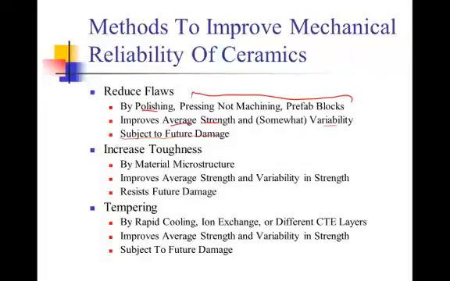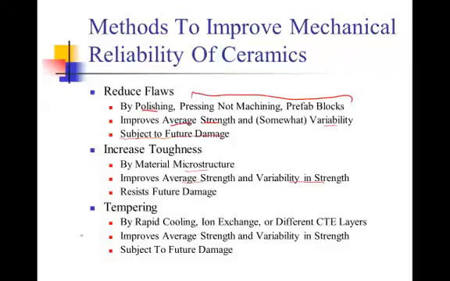The second strategy is to increase the toughness of the material by modifying its microstructure with crystalline obstacles to crack growth. This not only improves the average strength, but it greatly decreases the variability in strength, because if we introduce a new flaw, then the material will be resistant to the growth of that flaw, just like it was resistant to any flaws that pre-existed in the patient.